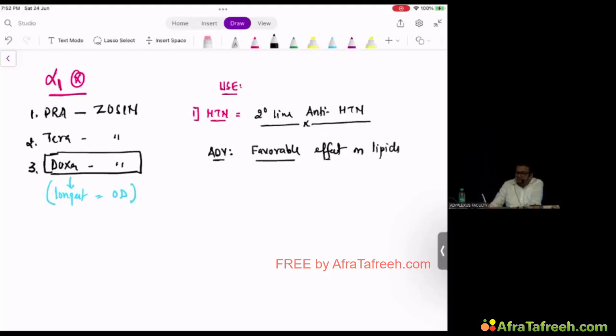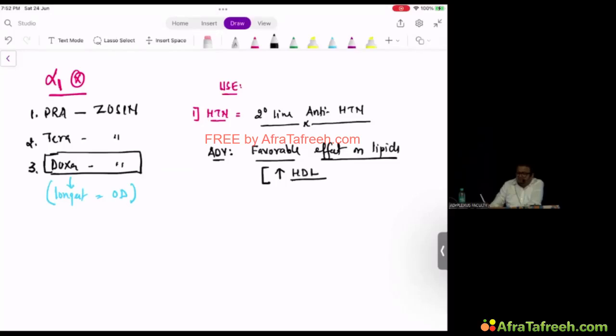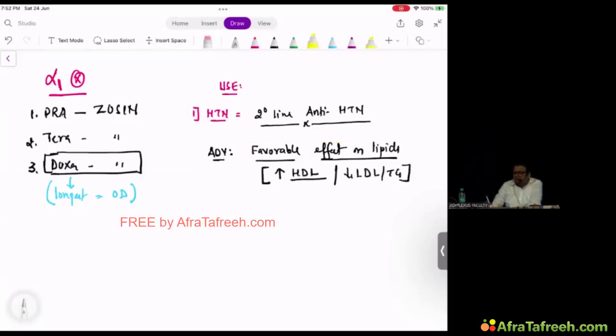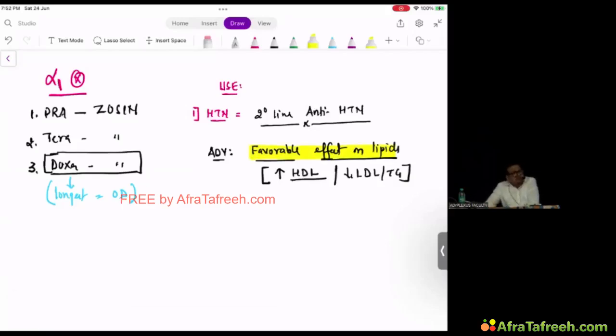Favorable effect on lipids. What do you think is the favorable effect on lipids? Which kind of lipid should increase? HDL. And which kind of lipid should decrease? LDL and triglycerides. So that is their important point. So if a patient has deranged lipids with hypertension, they are good drugs. But normally they are second line antihypertensives. They are not drug of choice anyway. This use is never asked.